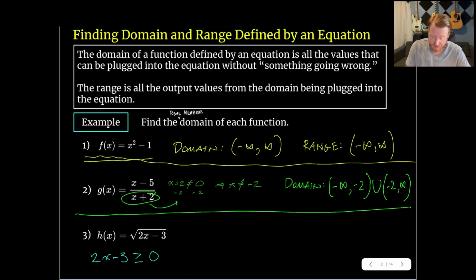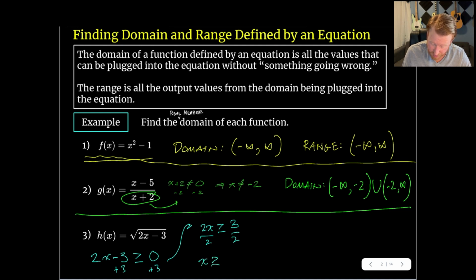So I can do a little quick algebra here. I can add 3 to both sides. This says that 2x must be bigger than or equal to 3. I can divide both sides by 2. And this says that x needs to be bigger than or equal to 3/2. So this is what I'm going to use to write my domain.